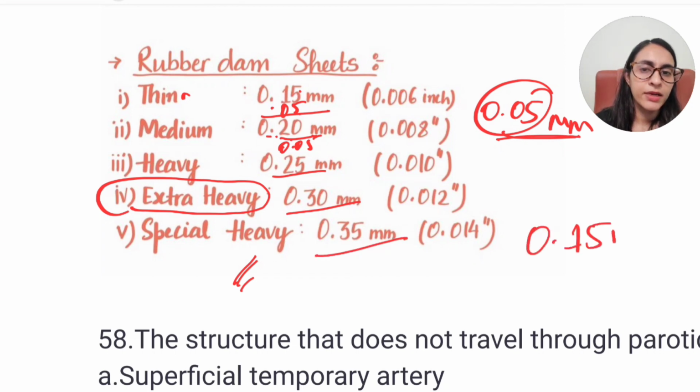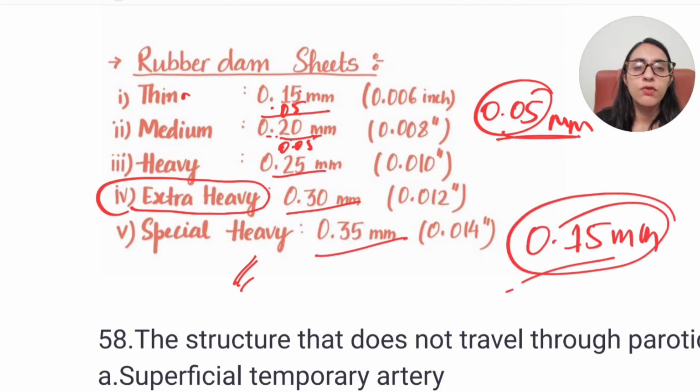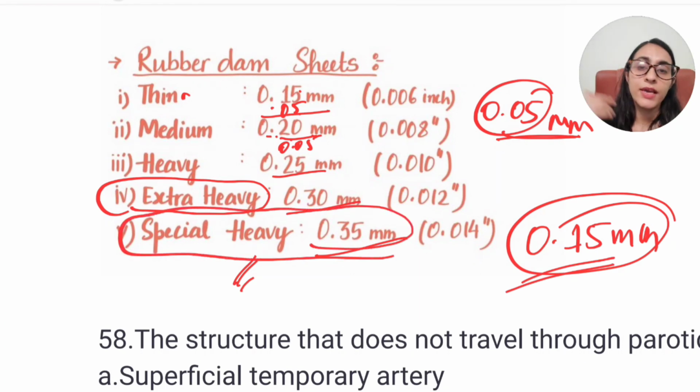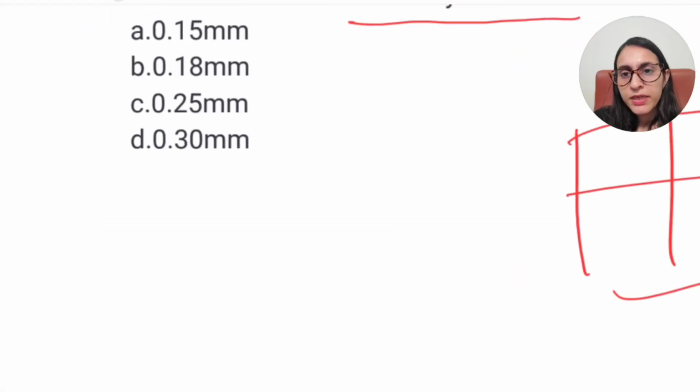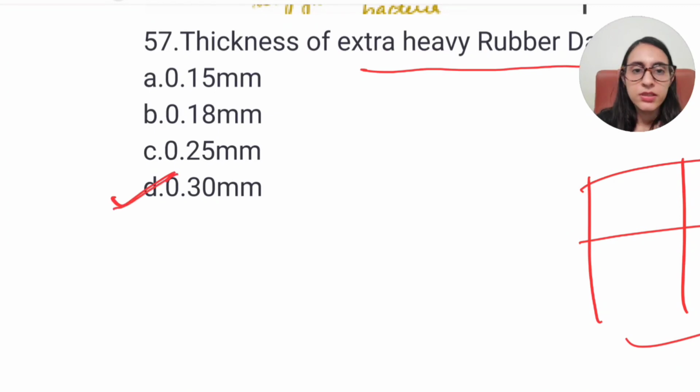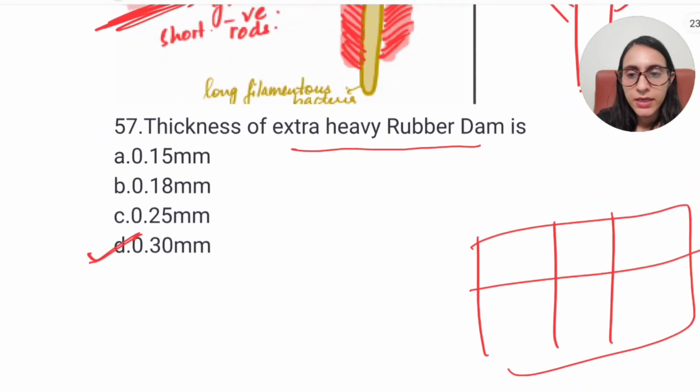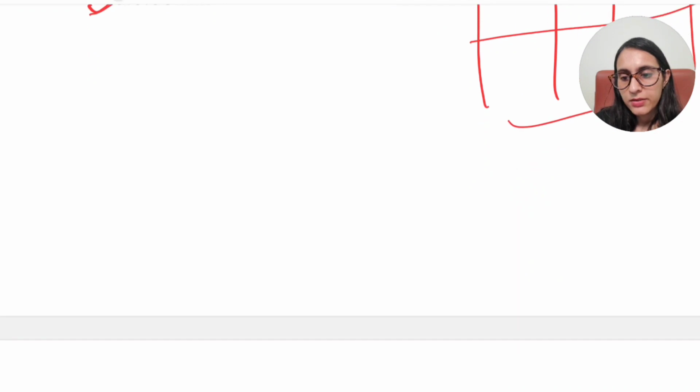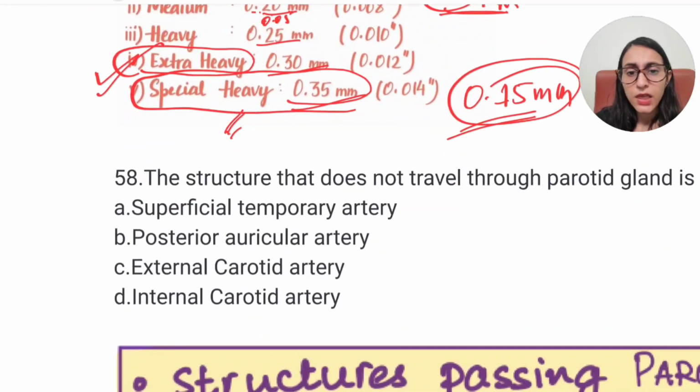So 0.15 millimeter is the rubber dam thickness of a thin rubber dam sheet, and 0.35 millimeter is the rubber dam thickness of special heavy. They have asked about extra heavy. So extra heavy is 0.30 millimeters. That is option D, the answer. The thickness of extra heavy rubber dam is 0.30 millimeters.